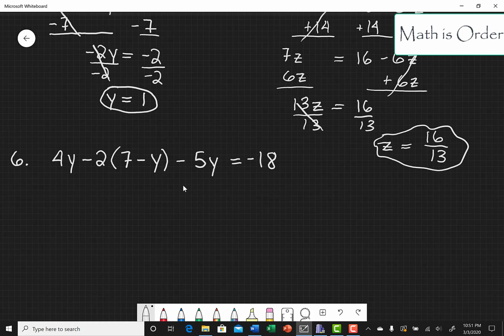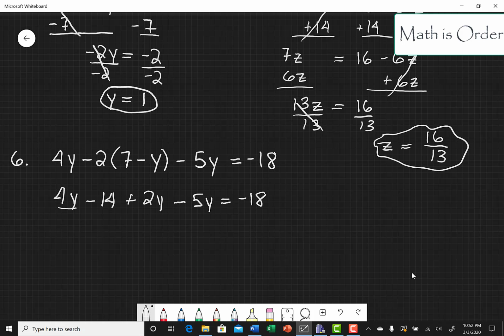All right, here we can see we do have like terms right here with the 4y and the negative 5y. We also got parentheses going on here. So what we should do first is probably go ahead and distribute, remove these parentheses. So let's go ahead and do that. That's 4y minus 14. Negative times negative is going to make us have a positive 2y minus 5y equal negative 18. All right, now here we're going to combine like terms.